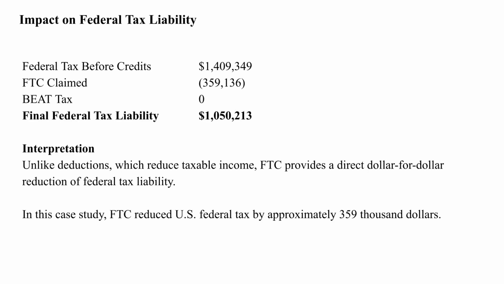This slide focuses on tax liability rather than taxable income. Federal tax before credits exceeded $1.4 million. After applying allowable foreign tax credits, final federal tax liability decreased to approximately $1.05 million.